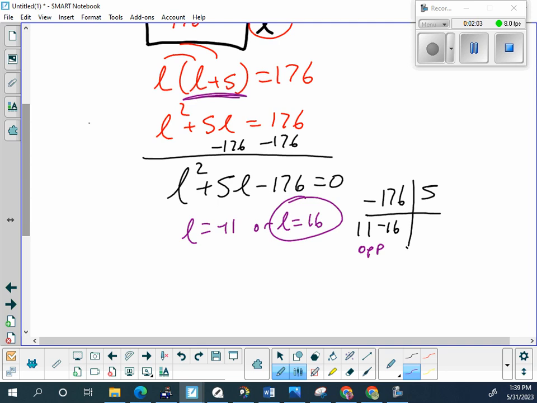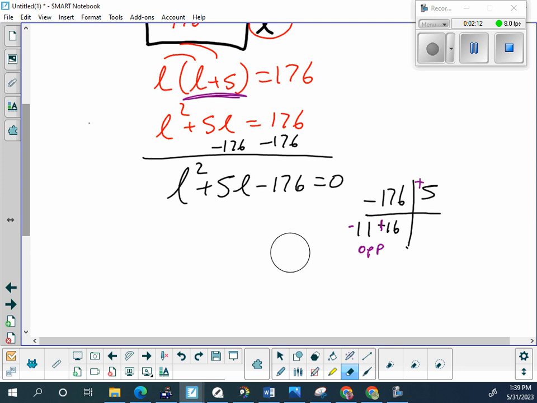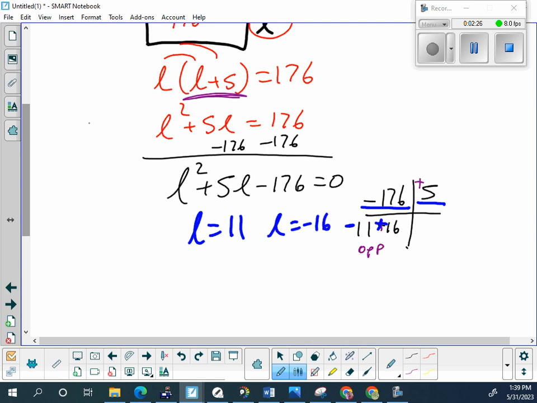Oh, that's why. So this is positive 5, so this should be plus and minus. I'm going way too fast here, my bad. So erase that. Sorry. Come back to here. Negative 16 to add up to positive 5. The 16's got to be positive, the 11 negative. Then when I bring it out, L is 11 or L is negative 16. Sorry. So then I come back here and add 5 to it. L plus 5 would be 11 plus 5, which is 16.